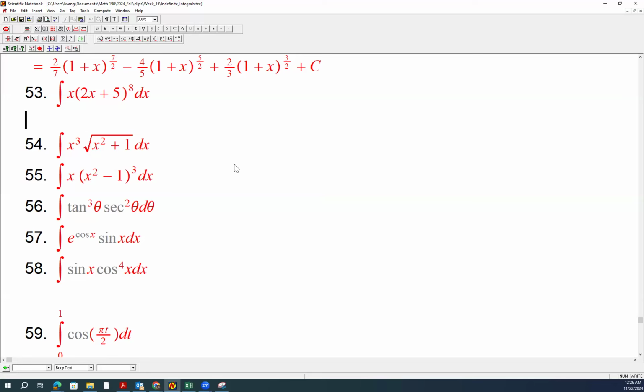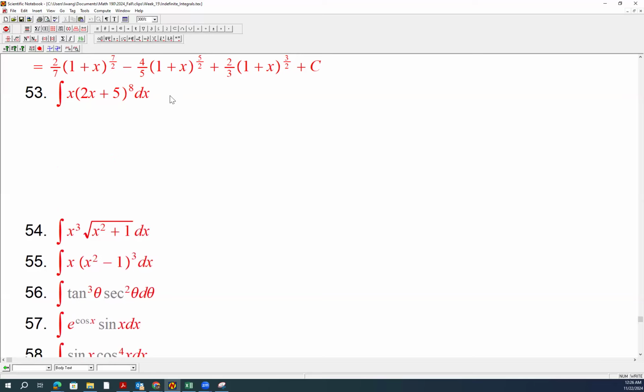Well, 6 more to go. They are getting increasingly more difficult. Actually, it's not too bad. I'm not trying to scare you. Over this one, we're going to have u equals 2x plus 5. There certainly is more difficult than a lot of other questions, but it's still manageable. You can do it.